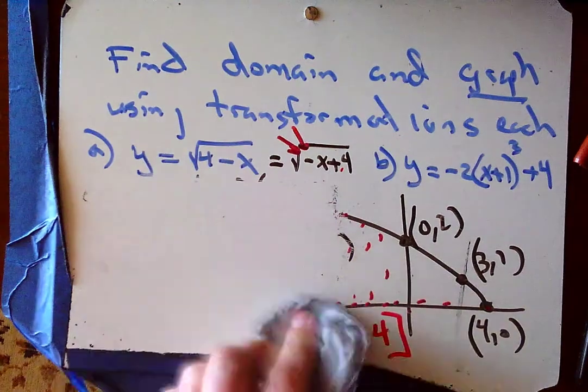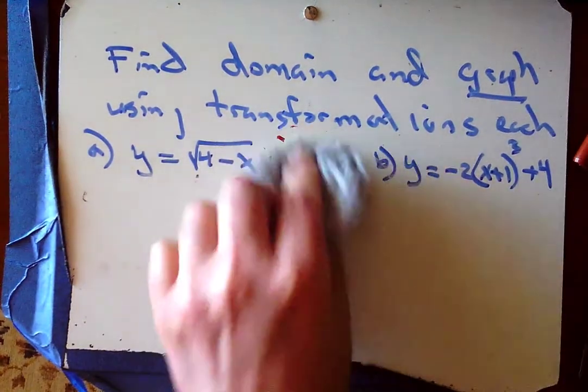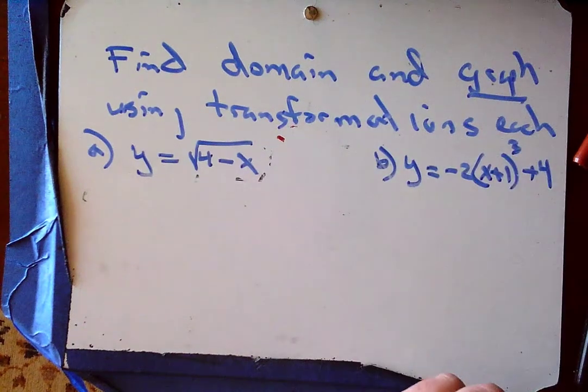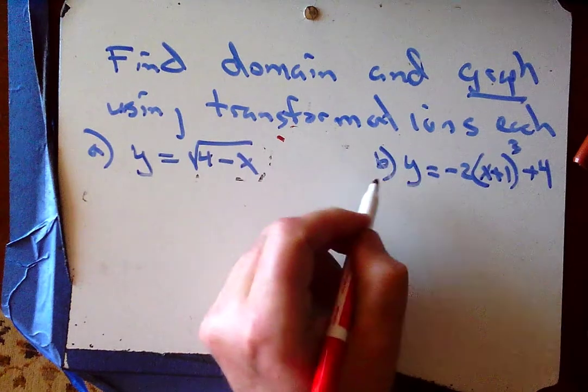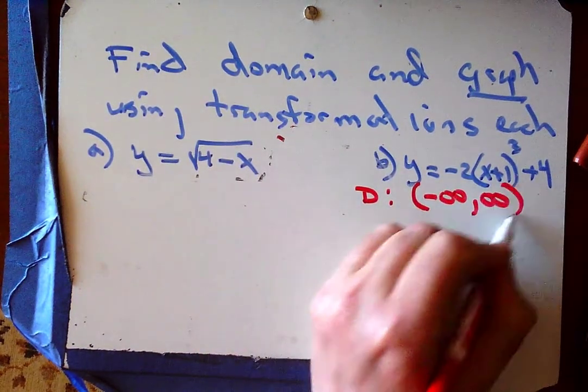What about the second one? Well, in the second one, the domain is really easy because this is an x to the third, and we said all polynomial functions have an unrestricted domain. So I already know the domain here is negative infinity to infinity.